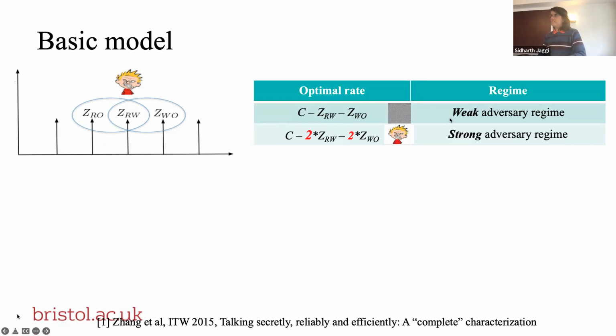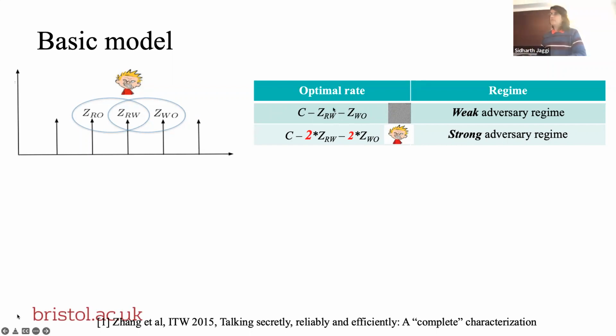So in some cases, when the adversary is in a so-called weak regime, then the optimal rate we can hope for is actually quite optimistic. So if you think about it, ZRW is the number of servers where the adversary has read-write privileges, and ZWO is the number of servers where he has write-only privileges. So together, these 2 numbers are the sum of the number of servers he can corrupt, right?